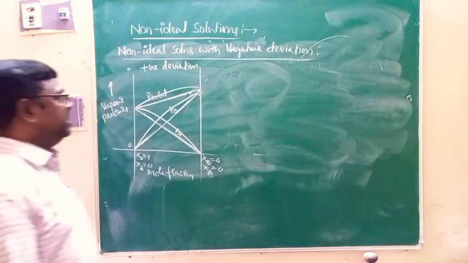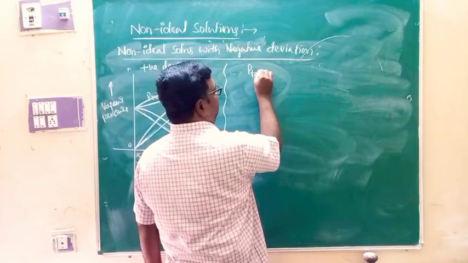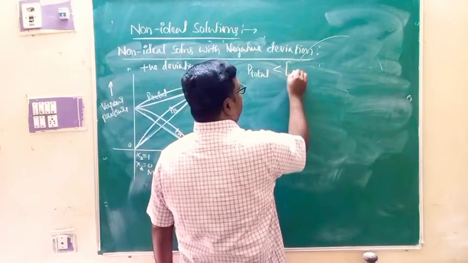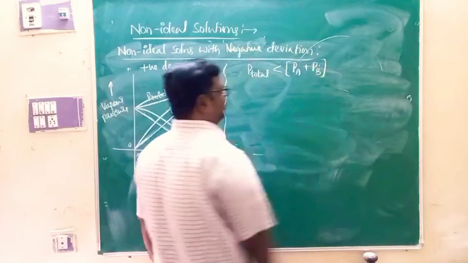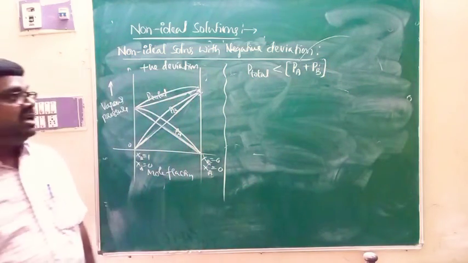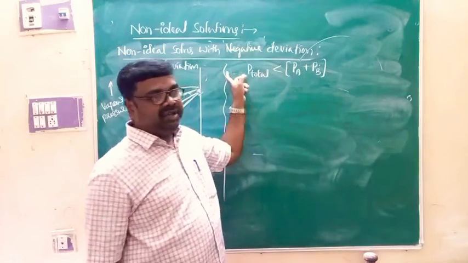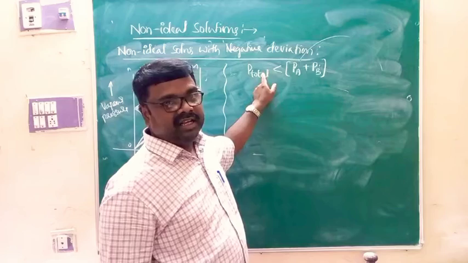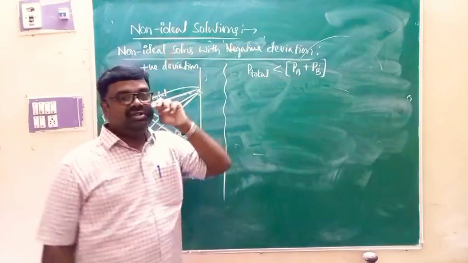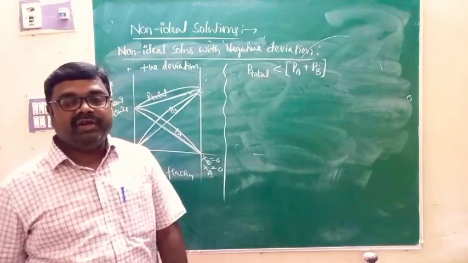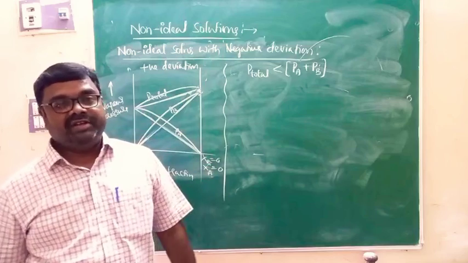In the case of a non-ideal solution showing negative deviation, look here, the total vapor pressure of the solution is less than the vapor pressure we predicted by Raoult's law. Or the experimentally determined vapor pressure of the solution is less than what we predicted by Raoult's law. In that case, the solution is said to be showing negative deviation from Raoult's law.